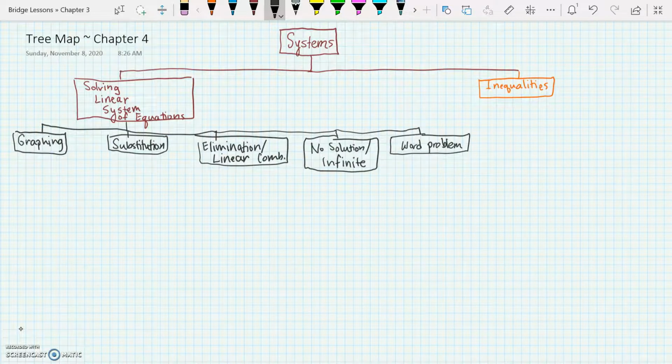Okay. When you are graphing to solve a system of equations, you are going to be looking for the point of intersection. If they do not intersect because they're parallel, then that means there is no solution. If, as you're graphing, you find out that they have the same slope, but they also have the same y-intercept, then that means they are the same line exactly, and they have infinitely many solutions.